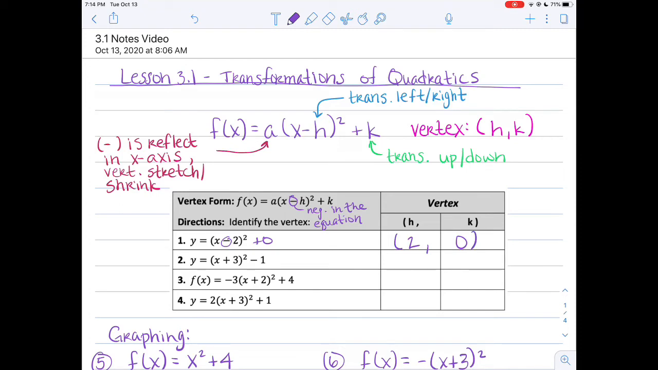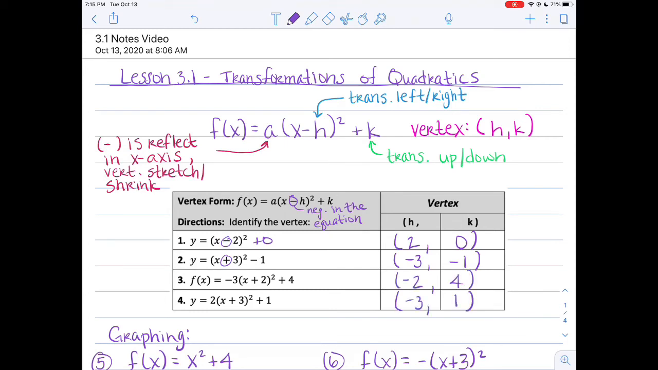The second one, we see a positive sign here. Remember that you need to think opposite, so your h is actually a negative 3. K is negative 1. Pause the video here and see if you can do number 3 and 4. Then come back and check your work.